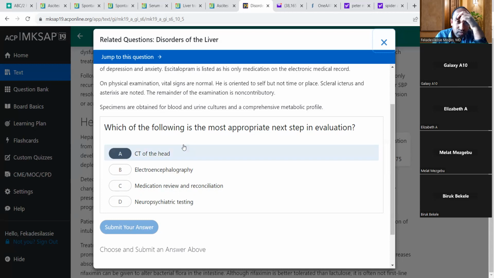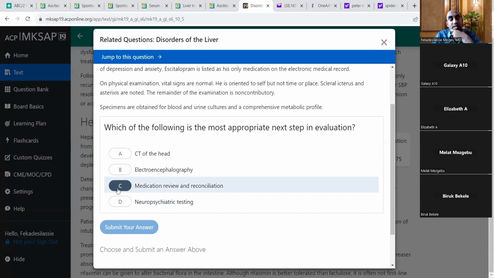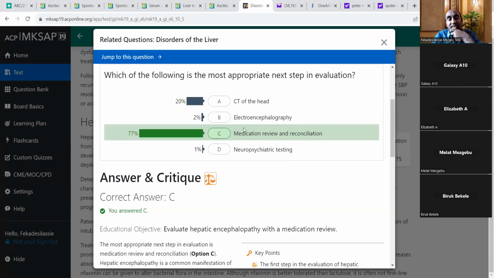I would go with C, neuropsychiatric testing, because he has more symptoms like icteric sclera and asterixis that wouldn't be explained. C. Okay, I'm not involved. In fact, I pushed you to say something else. Excellent.